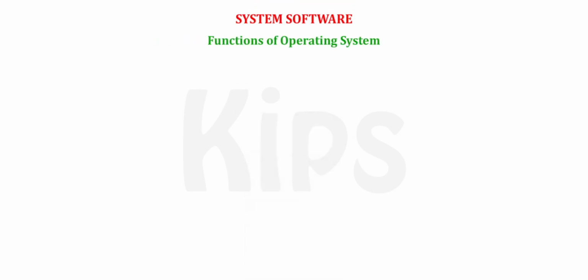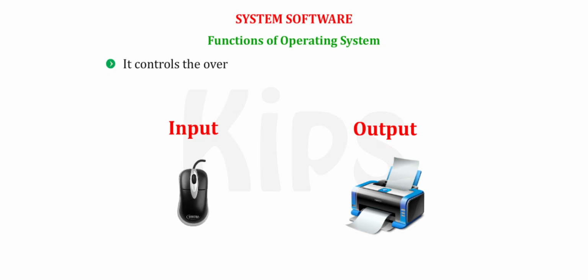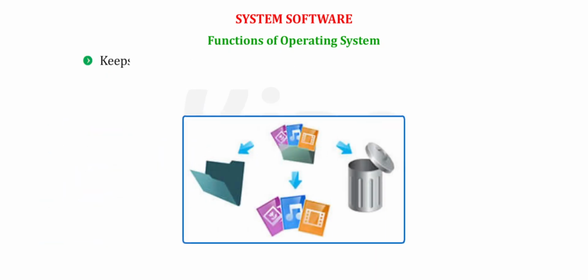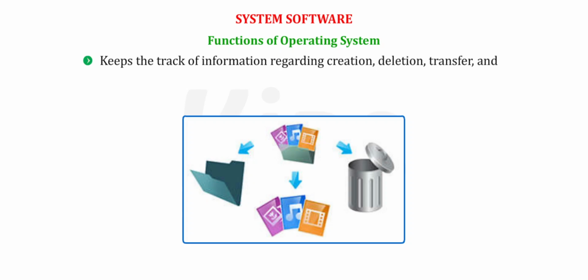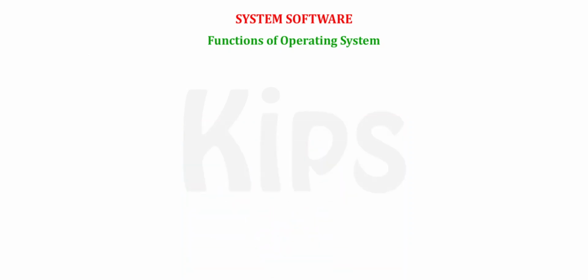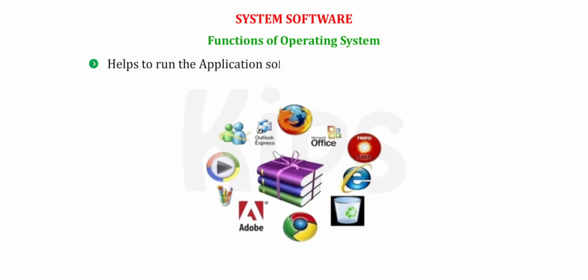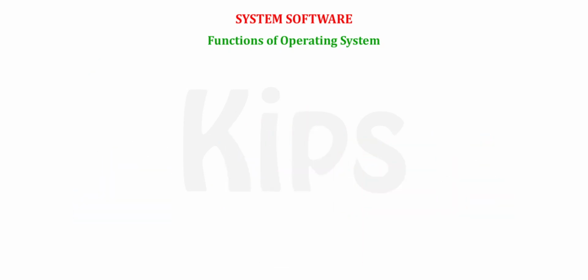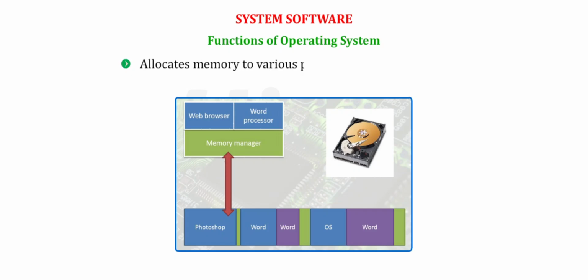Functions of operating system. It controls the overall working of input and output (I/O) devices. Provides the login password to prevent the misuse of computers. Keeps the track of information regarding creation, deletion, transfer and copying of files. Helps to run the application software like Paint, MS Word, Scratch, etc. Allocates memory to various programs whenever required.